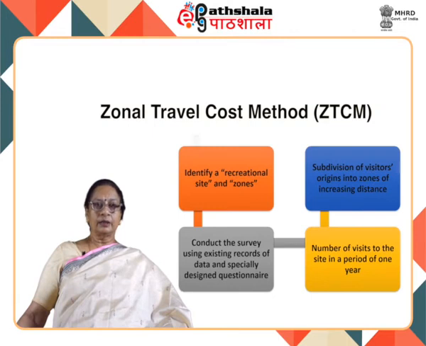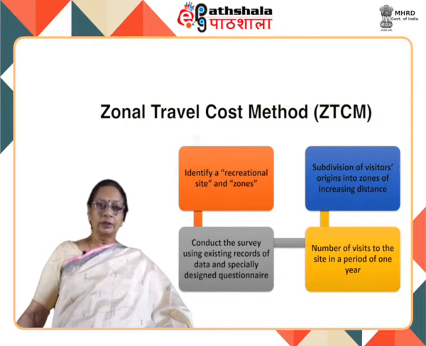First, identify a recreational site and zones surrounding it. Zones may be identified by geographic divisions such as metropolitan areas surrounding the site at different distances. Second, conduct the survey using both existing records of data, secondary data, and a specially designed questionnaire. The questionnaire should consist of questions to investigate origin of visitors, mode of transport, travel costs, individuals' socio-economic features, and any other attributes that affect the demand for the site.